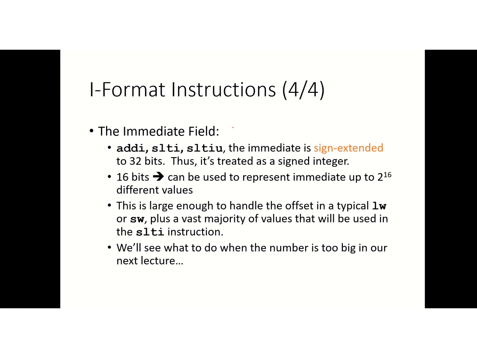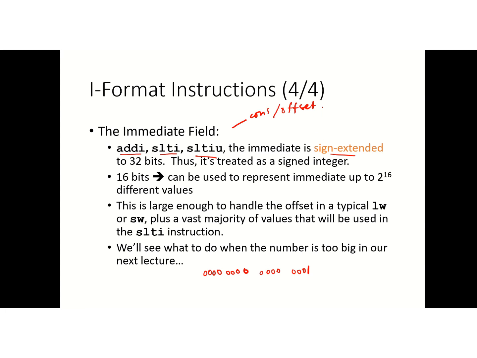Now inside the immediate field, because this is a constant number or offset number, for example in ADDI, SLTI, SLTIU, the immediate field is sign extended to 32 bits. Thus, it's treated as a signed integer. For example, take a number like 1000000000000000. So this is 16 bits of the immediate.